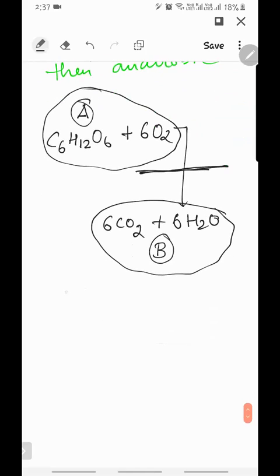On the A side, how many are there? Carbon, hydrogen, and oxygen are there. So we'll write carbon, hydrogen, oxygen. How many carbon is there? 6 carbon is there, so we'll write 6. How many hydrogen is there in this? 12 hydrogen is there. How many oxygen is there? 12 plus 6, 18 oxygen is there.